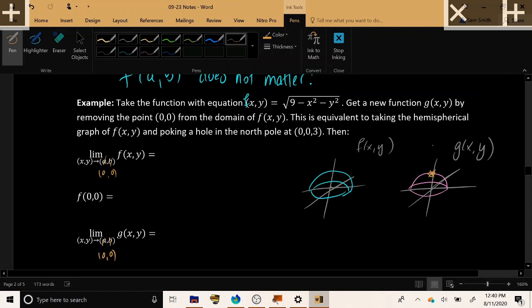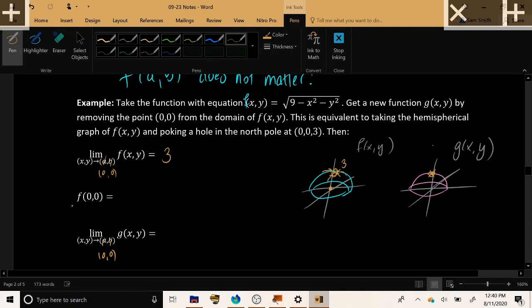Now, as xy approaches the point 0, 0, climbing up this hill toward the crest, toward the North Pole, the output is getting closer and closer to the z value at that North Pole, which is equal to 3. The radius of the sphere is the z value that's achieved at the North Pole. So the limit of f of xy as xy approaches the North Pole is the output of 3.